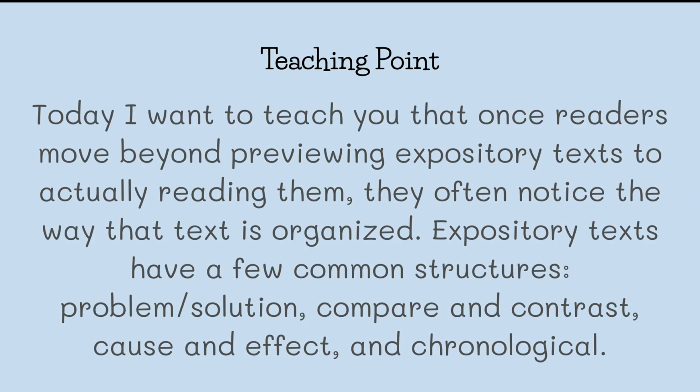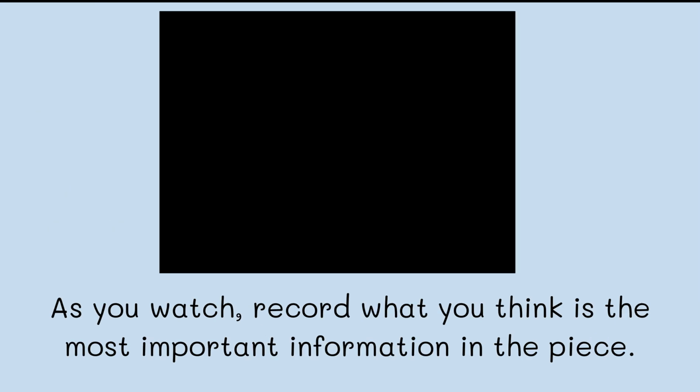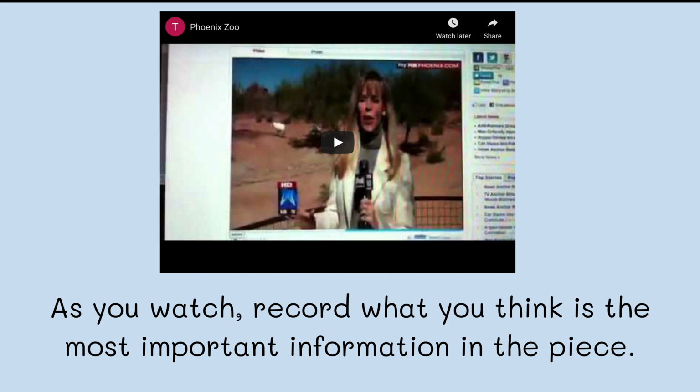Today, I want to teach you that once readers move beyond previewing expository text to actually reading them, they often notice the way that text is organized. Expository texts have a few common structures: problem and solution, compare and contrast, cause and effect, and chronological. Readers, I want to show you how it can help you determine what is most important in a text if you recognize the way the text is structured.